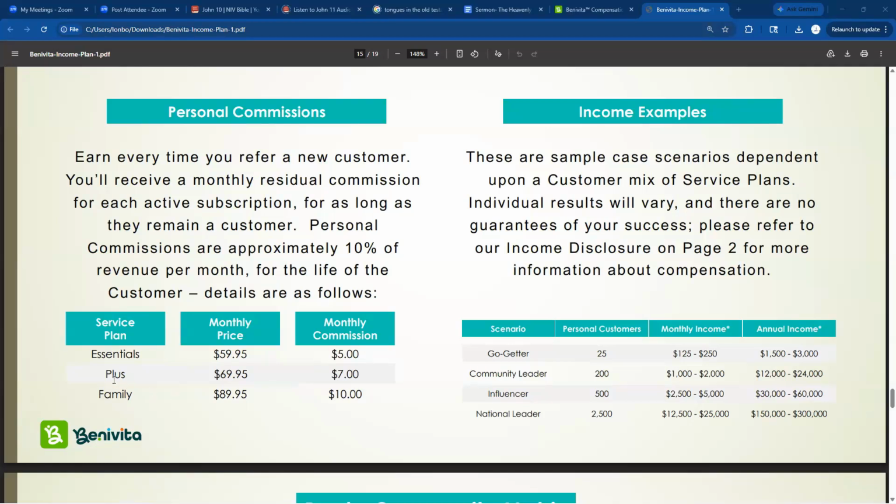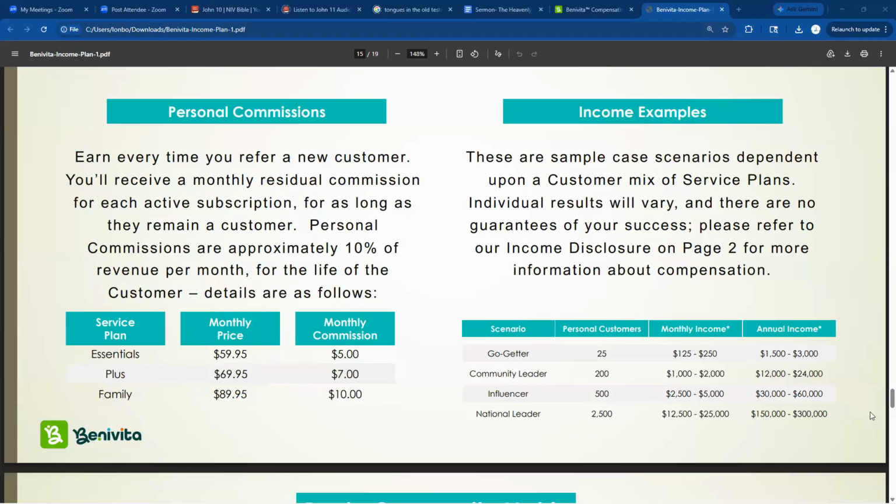Let's say you get a lot of people at the plus. Let's say you get 100 people at the plus. Same thing, you're going to make $700, 100 times those seven, okay? And if you get the family plan for people, you're going to get 100 times 10, which is going to be $1,000 every month just off of that one part. So that's the one part where your individual efforts are just going to pay you for what you're doing.